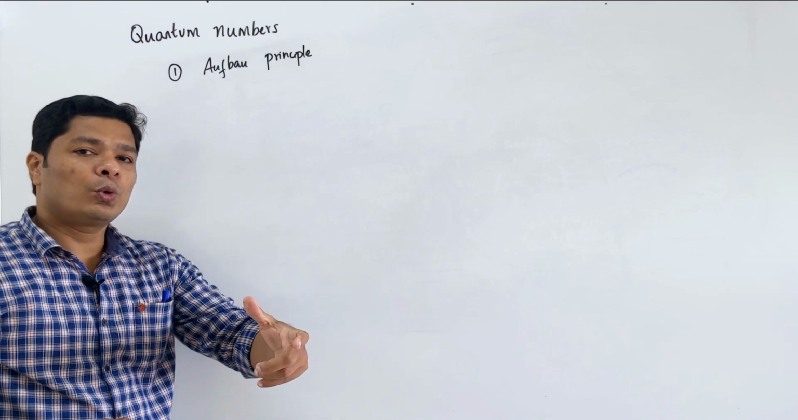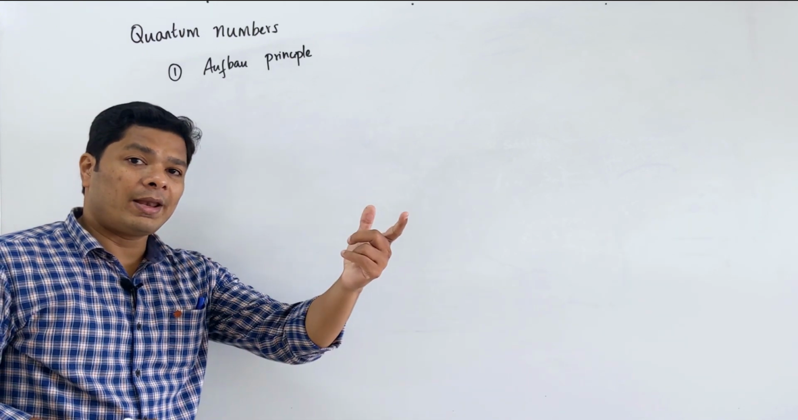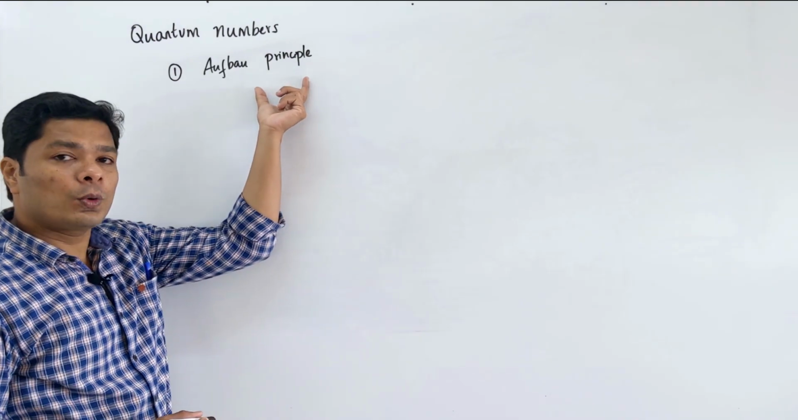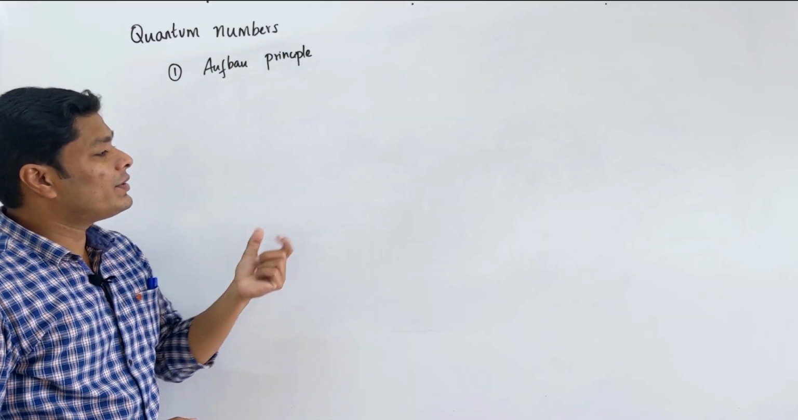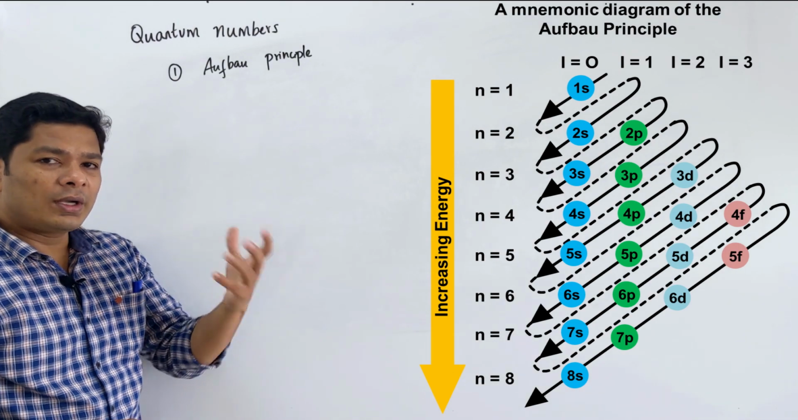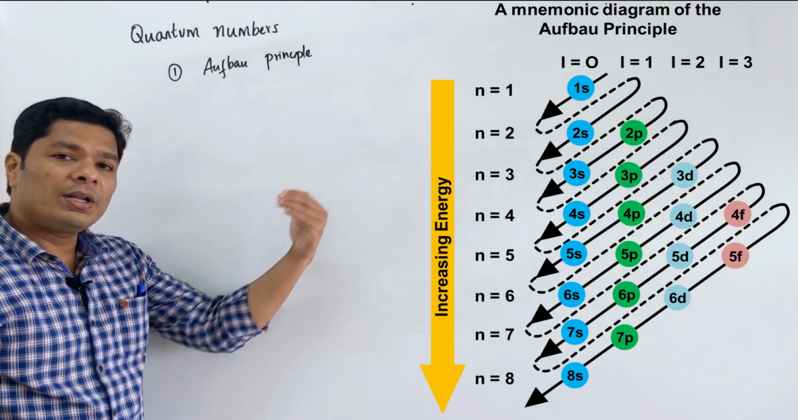Your school has rules that could be enforced by your principal, but the principals can change while the rules might not change. This is a principle, this is the rule. Now what it basically does is, if you see here, you may have seen this diagram in your school textbooks, the order in which the orbitals are filled.